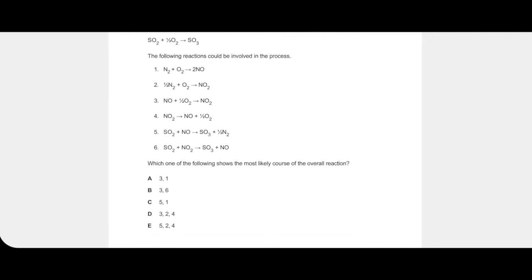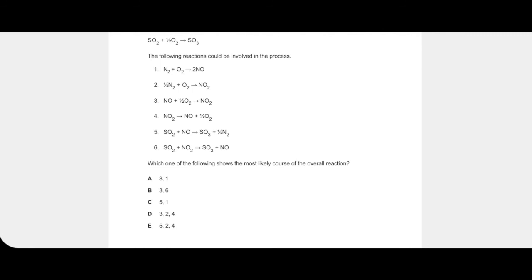So, for this question, I would just do elimination and go down the list, honestly. This question is assessing your knowledge of catalysts. Catalysts do not get used up by the reaction, so for the two options that you do pick, NO needs to be constantly either used or produced in the same amount, so there is no net change to the amount of NO in the system. Also, the reactions shouldn't produce or use any reactants that's going to affect the main reaction of SO2 plus a half O2 goes to SO3.